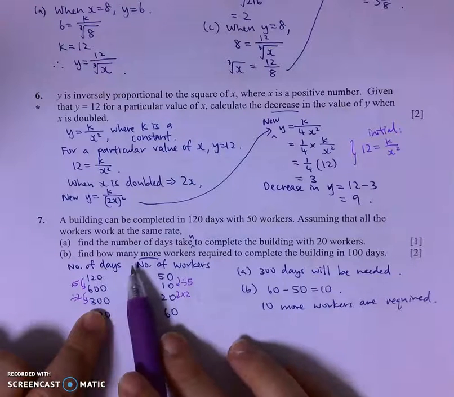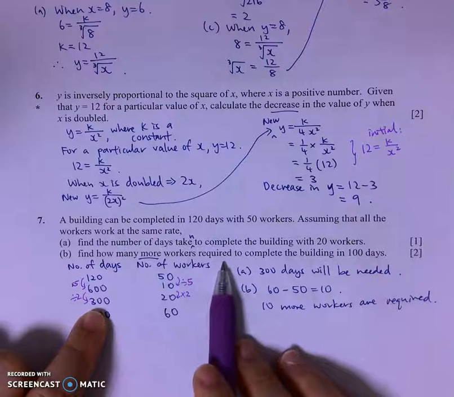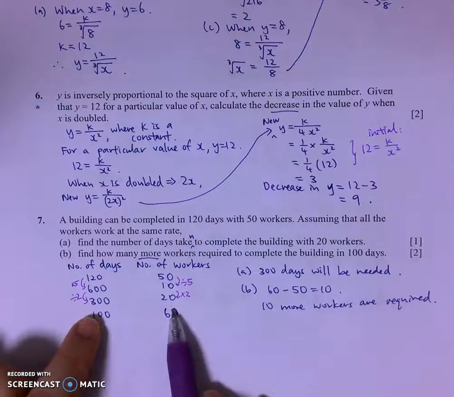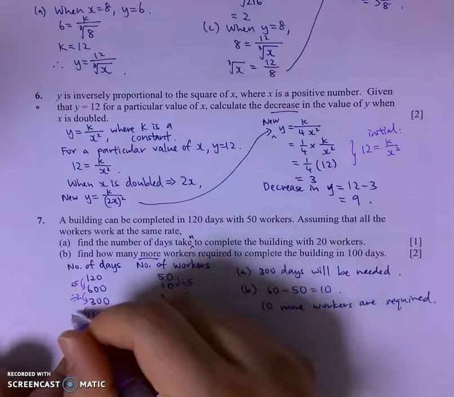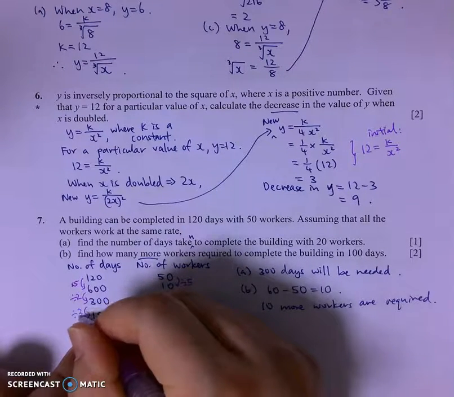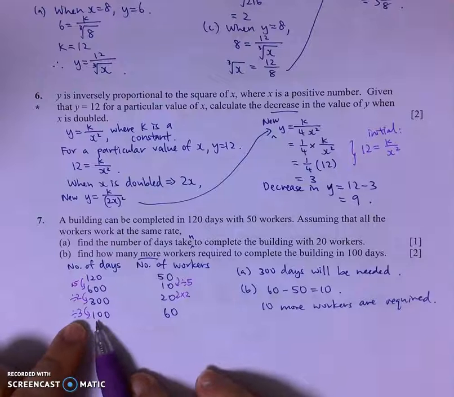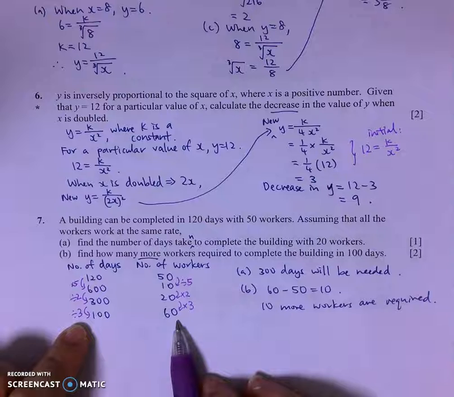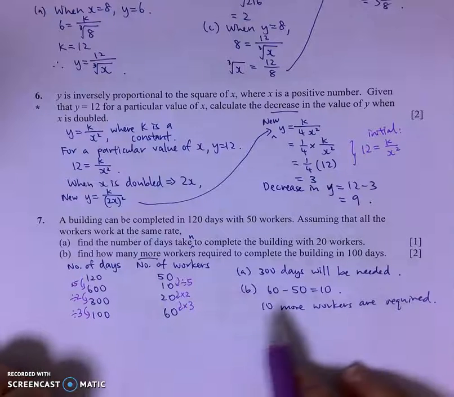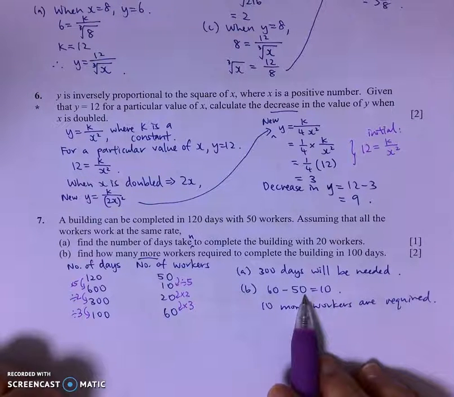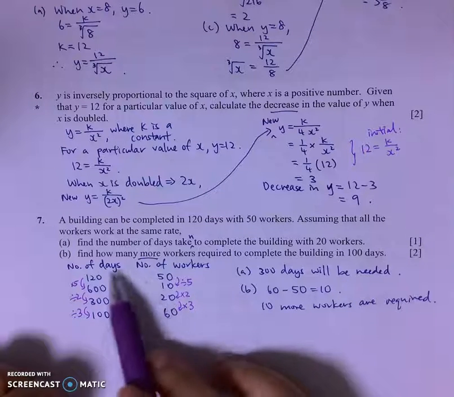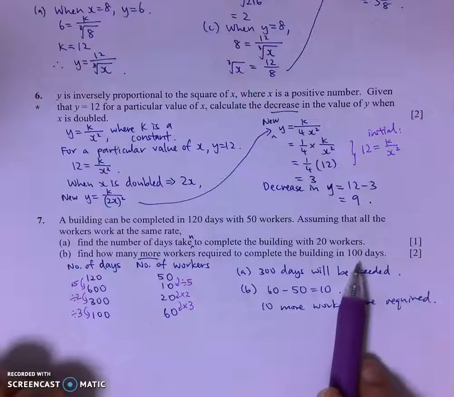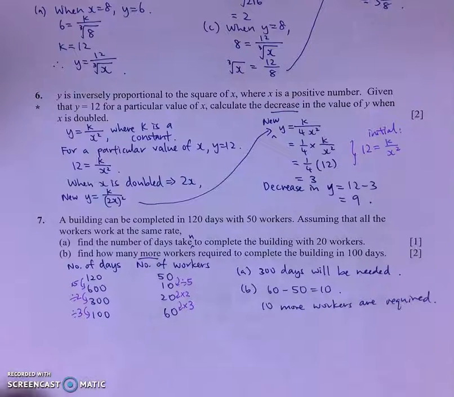For part B, they want to find how many more workers would be required if I want to complete in 100 days. So I'm making use of what I've done for part A. If the number of days is now reduced by 3 times, the number of workers will have to be increased by 3 times. So I will actually need to hire 60 minus 50, because I'm comparing with the front. So I need 10 more workers if I want to complete the building in 100 days compared to 120 days.